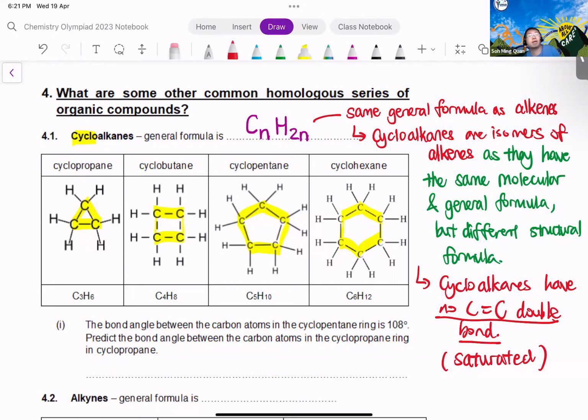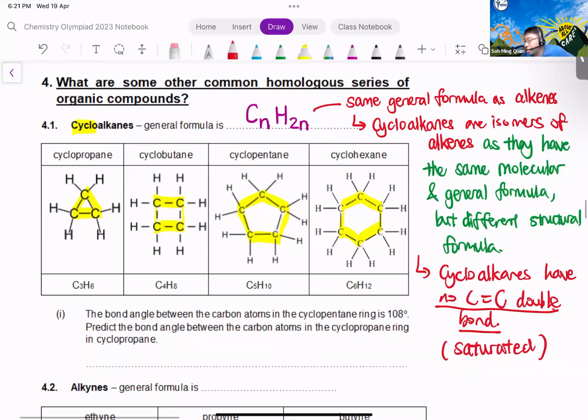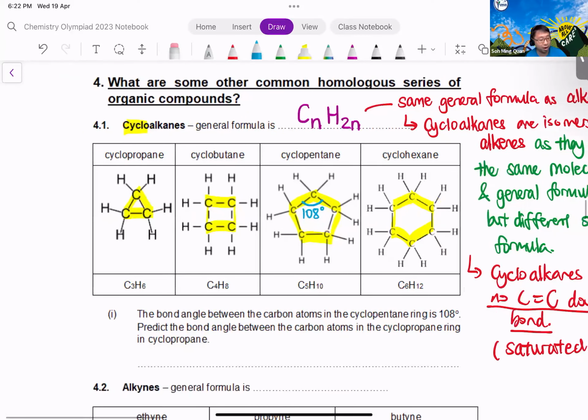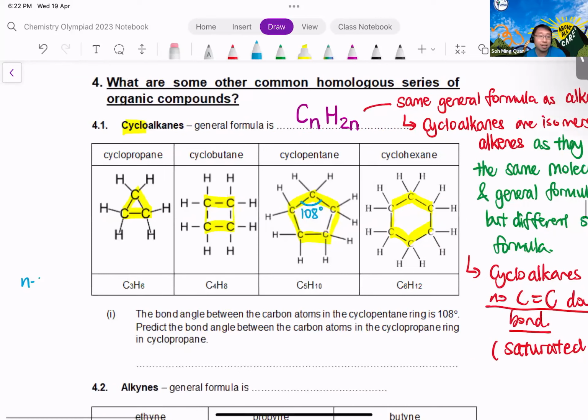Now, I gave a little question there. The bond angle between the carbon atoms in cyclopentane is 108. What it means is this angle is 108 degrees. Wow, how did I even get this number? Clearly, it came from mathematics. You have learned the interior angle of a regular polygon. The formula, of course, is n minus 2 times 180, then divided by n. This tells you the interior angle of a regular polygon with n sides.